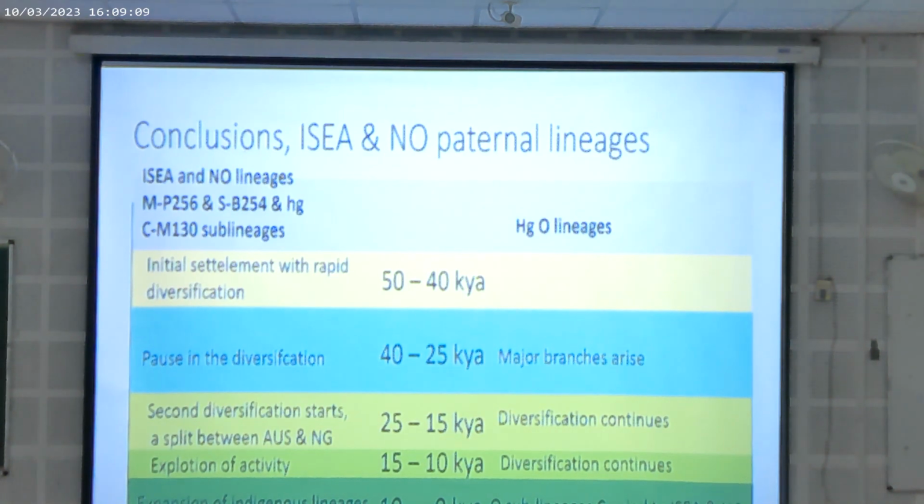And yes, these are the conclusions from that study: that initial great diversification of the lineages which are autochthonous to this region, and then, as a comparison to haplogroup O, which mainly developed in East Asia, then started to diversify later. All the major branches arose here, but there was a long isolation period, which was followed by diversification, and then an explosion of activity.